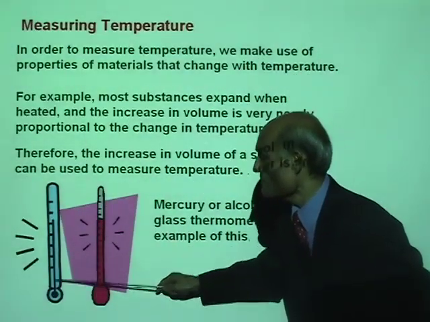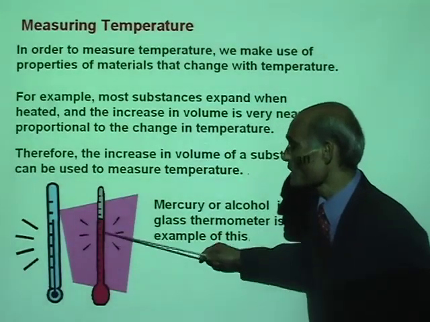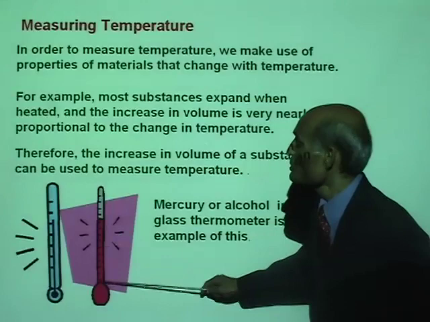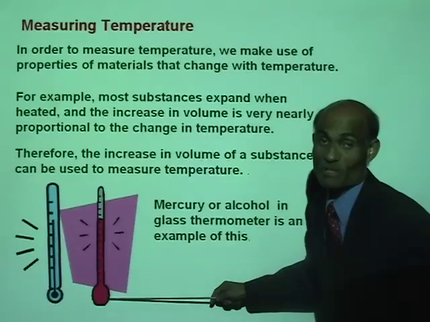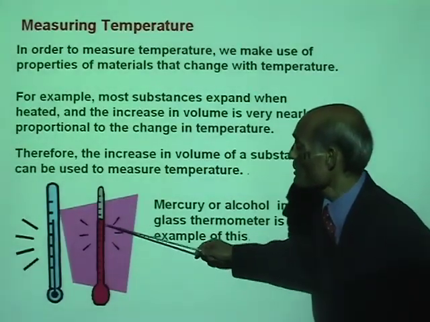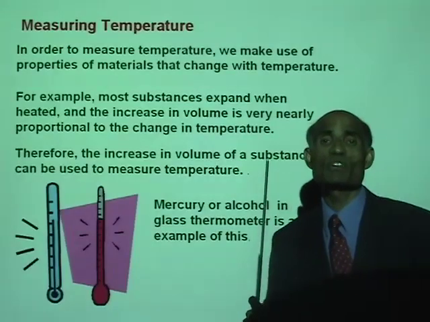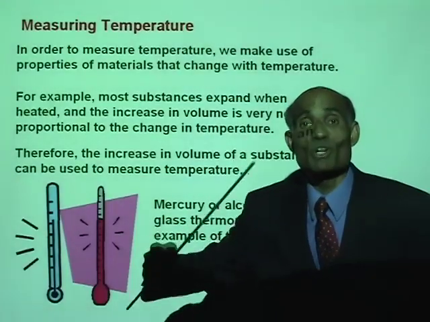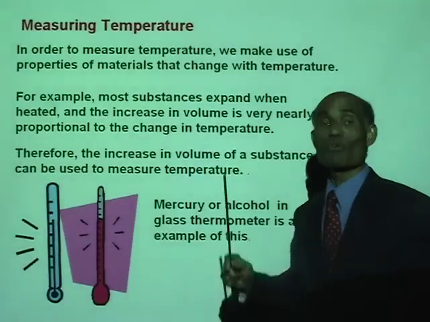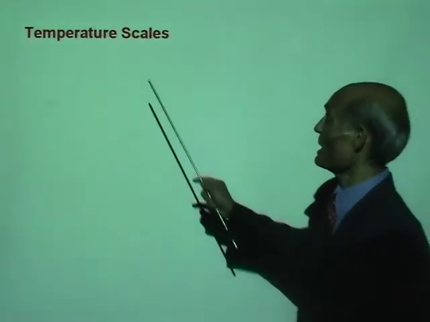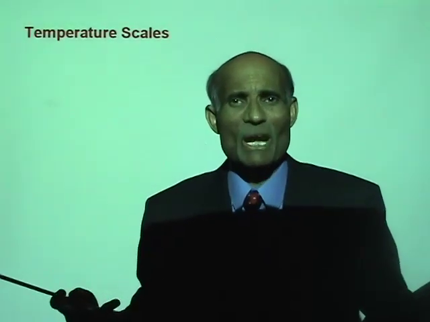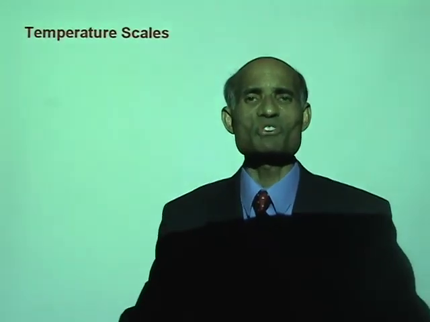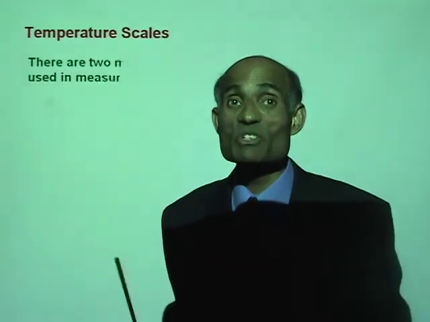So here you have a mercury thermometer, and this is an alcohol thermometer. When you put the bulb inside a hot bath, for example, the level of mercury will rise, and the increase in volume is proportional to the increase in temperature. Therefore, you can use it to measure temperature. Now, in order to measure temperature, we need to use a temperature scale. What is the common temperature scale that is used? Well, internationally, it is the Celsius scale.